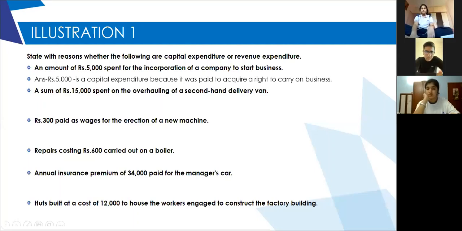Very good. Next one, who's going to try? Krishna? Yes, ma'am. A sum of 15,000 is spent on the overhauling of a second-hand delivery van. Revenue. Yes. Why revenue? Ma'am, because it's a second-hand delivery van. So what? Second-hand, so what?